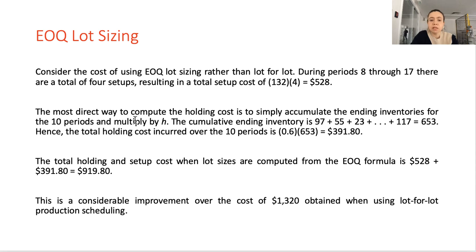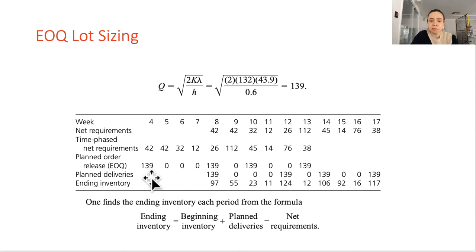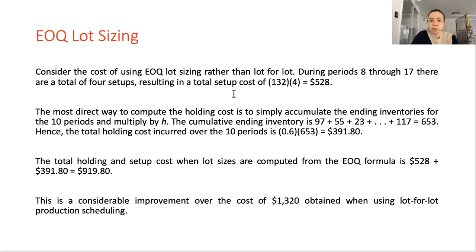Here let's first calculate the setup cost. In the plan we see that we planned 4 different productions, so we have setup cost for each of these 4 periods. So we multiply the setup cost with 4 and obtain $528 for the setup cost.